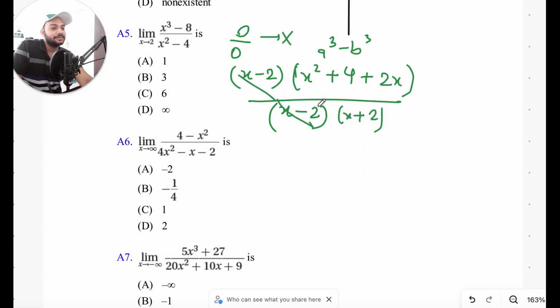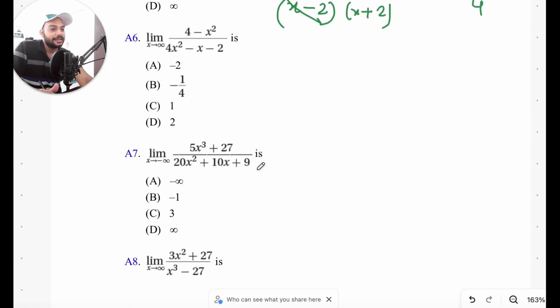This and this cancel. Now put 2. 2 squared is 4, 2 times 2 is 4, so 4 times 3 is 12, over 2 plus 2, which is 4. This is a 3. The answer is 3. Okay. A6.